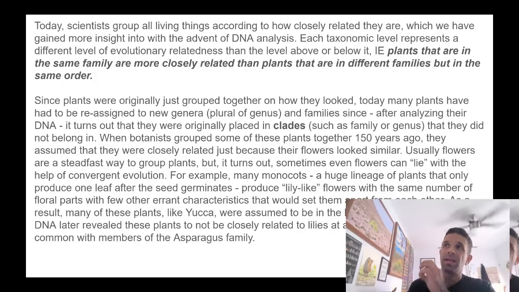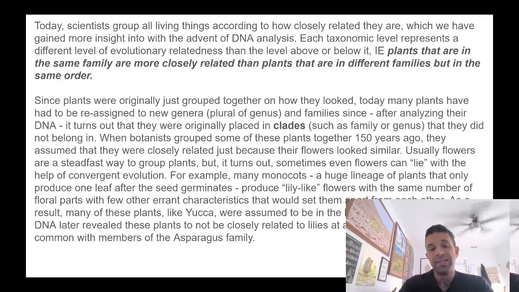But anyways, Asparagales and then Asparagaceae. But either way, this had to be shifted around. Usually flowers are a steadfast way to group plants, but with monocots, a lot of them, the flower traits for monocots are flowers generally in multiples of 3, parallel leaf venation, etc.